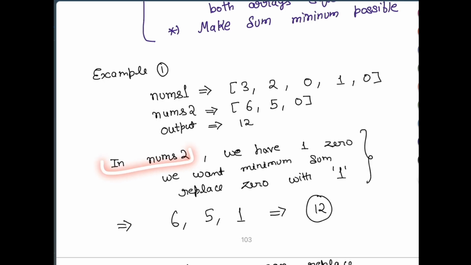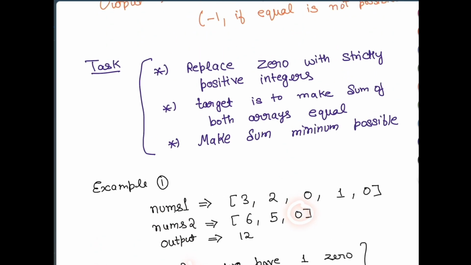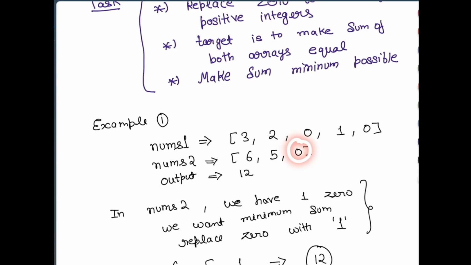In nums2 we have 6, 5, 0, right? And the question says that we can replace the zeros with any strictly positive integers. But the question also says that we need to find the minimum possible sum. Now we can replace this 0 with strictly positive integers like 1, 2 or 3. And to make it minimum, we are only going to replace zeros with 1. Okay. So if we replace 0 with 1, this is going to be 6, 5 and 1, right? 6 plus 5 plus 1 is 12. So the minimum sum possible for nums2 is 12, right?